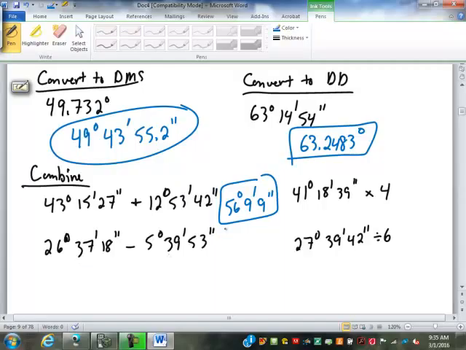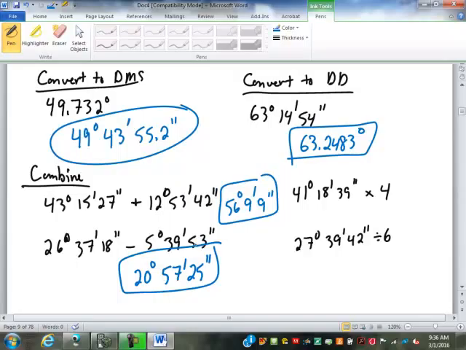I'm going to go down to this one, subtracting. Let's see, 78, so that's going to be 25 seconds. 96, so that's going to be 57 minutes. 20 degrees, 57 minutes, 25 seconds. Okay. Next.